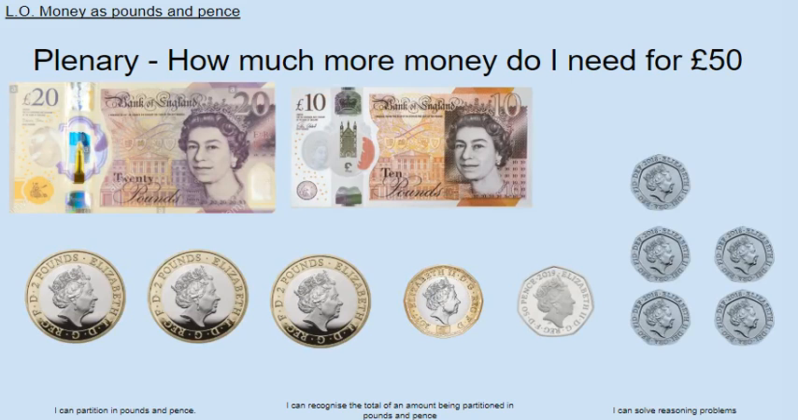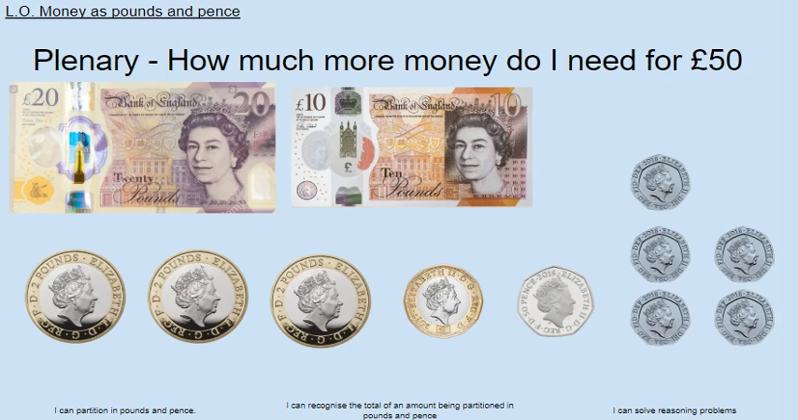Here's a little challenge for you. How much more money do I need for £50? I've got all this cash here, absolutely rolling in it, more money than I've ever had. How much more money do I need for £50? So the strategies you want to be thinking about are adding up how much I've got, calculating how much I've got there, and then working out the difference between that amount and £50.